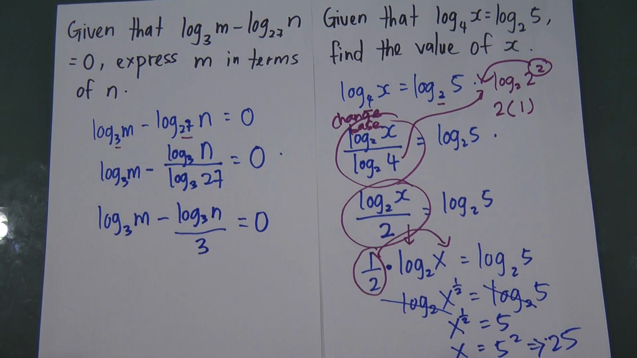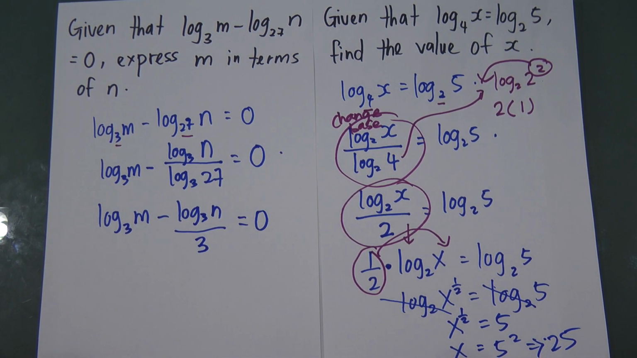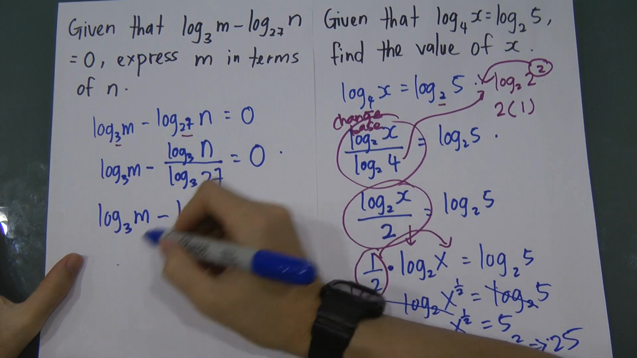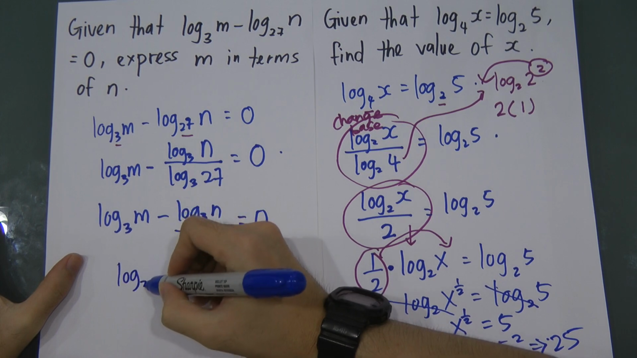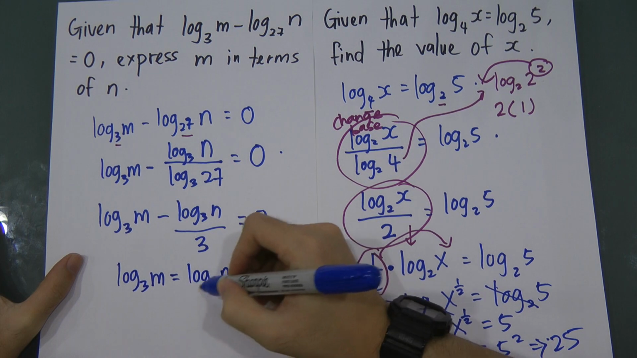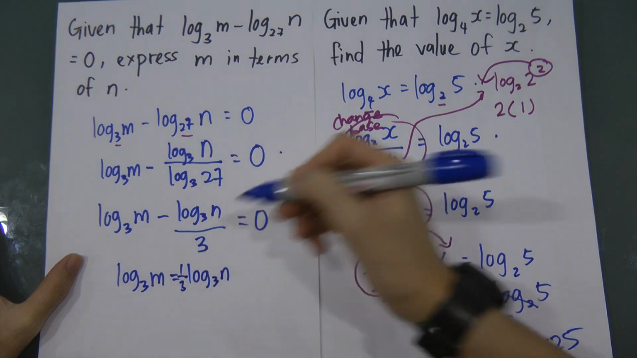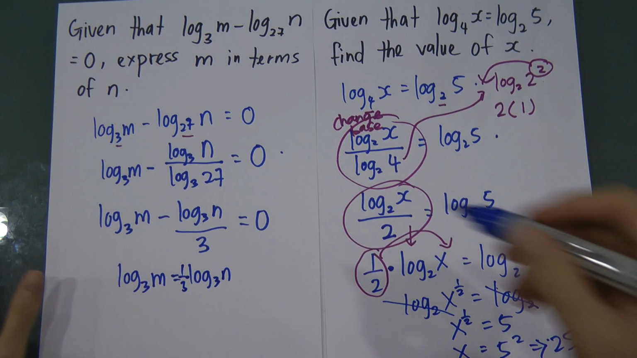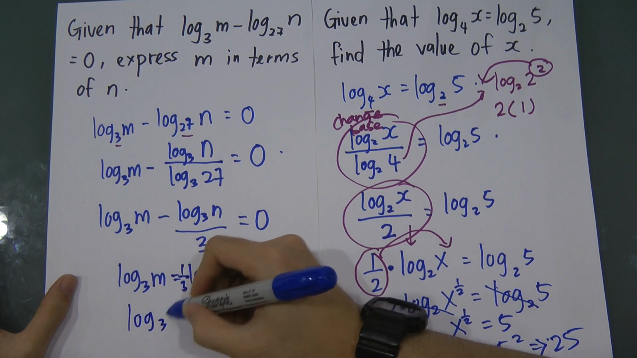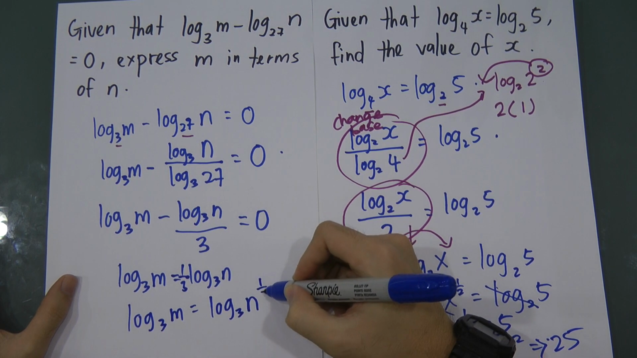Alright, until here, what the question asks is to express m in terms of n. So I must make m the subject. So I move this one to the other side. The minus becomes positive, so log 3m equals log 3n over 3. Over 3 means 1 over 3 multiplied by the whole thing, isn't it? So the 1 over 3 I can move up. So I will get log 3m equals log 3n to the power of 1 over 3.